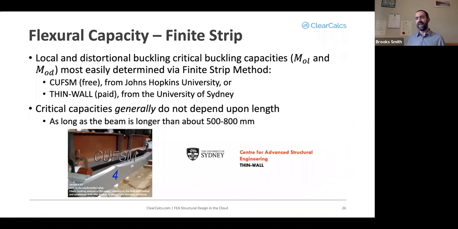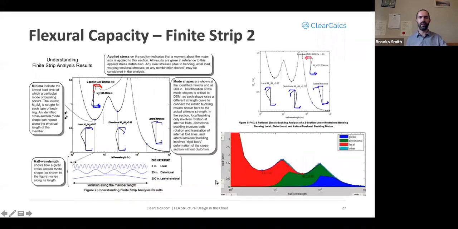then one can become irrelevant. If you have a beam that's shorter than about 500 millimeters or so, which hopefully you're not using a beam if you have a length that short, then distortional buckling just isn't going to be possible. There's not going to be enough length available for it. But generally, anything above about 500 to 800 millimeters long is going to have the same M0L and M0D.